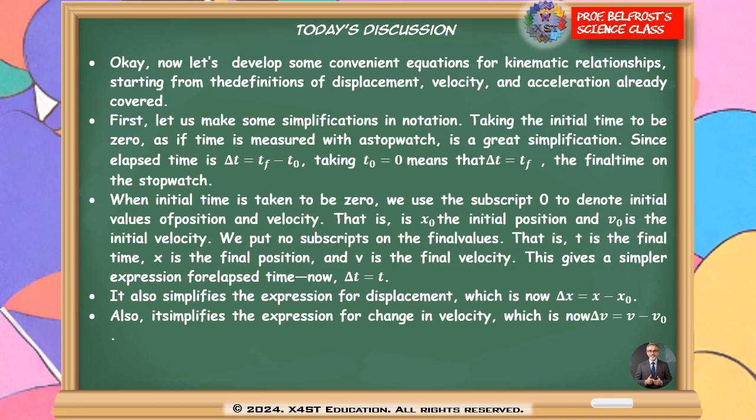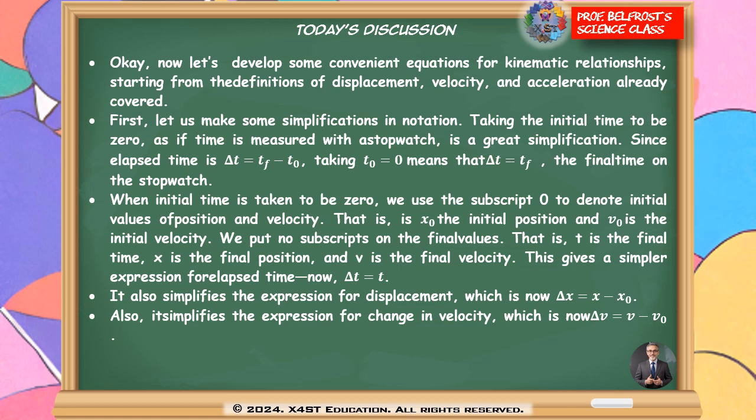So let's move on to develop some convenient equations for kinematic relationships, starting from the definitions of displacement, velocity, and acceleration that have been covered. First, let us make some simplification in notation. Taking the initial time to be 0, as if the time is measured with a stopwatch, for example, a great simplification can be made, since elapsed time is delta t equals t final minus t initial. Because t initial, t0, is 0, we can just have delta t equals t final, the final time of the stopwatch.